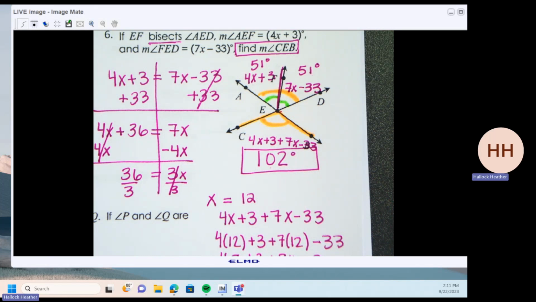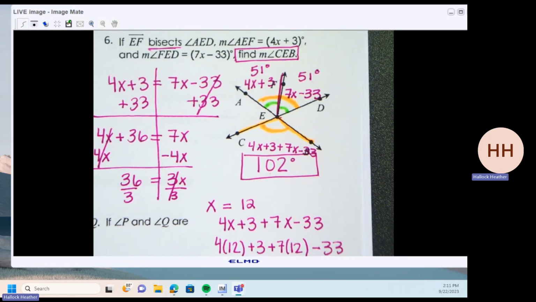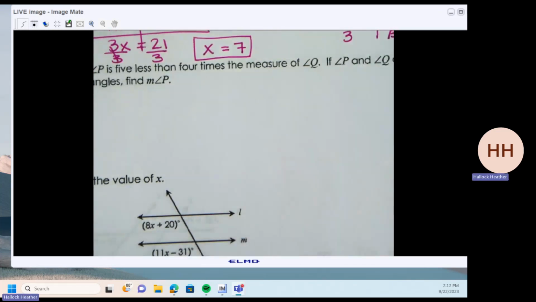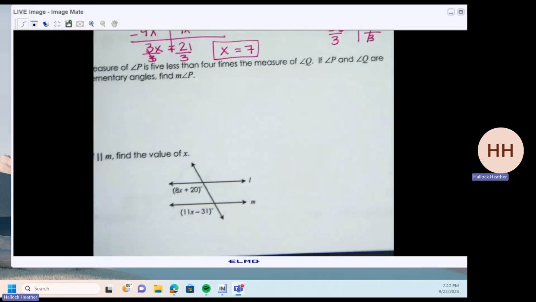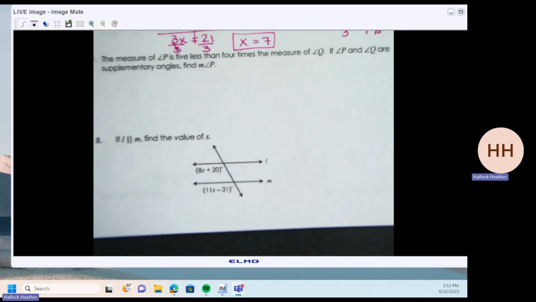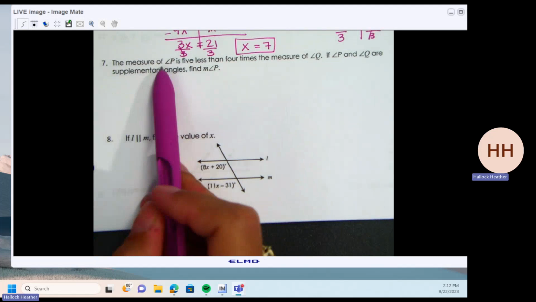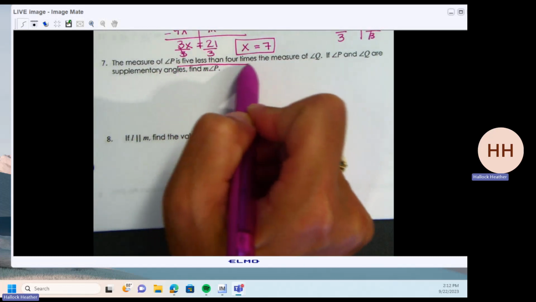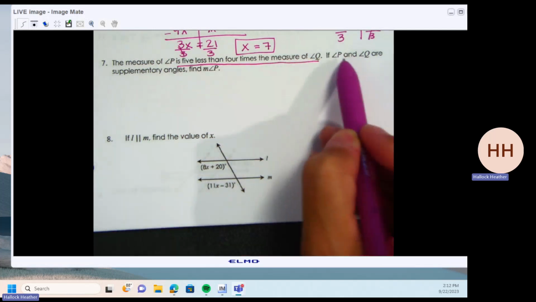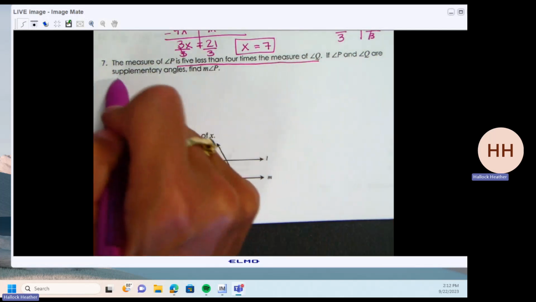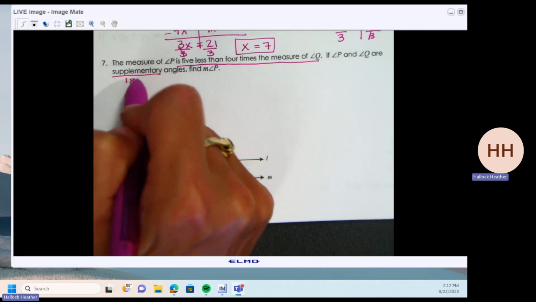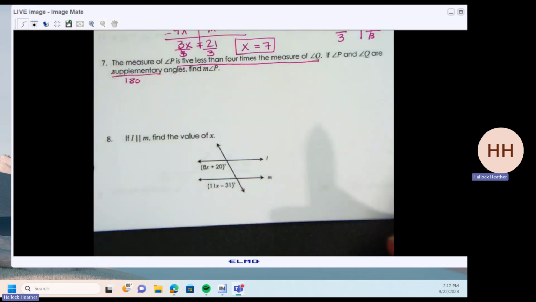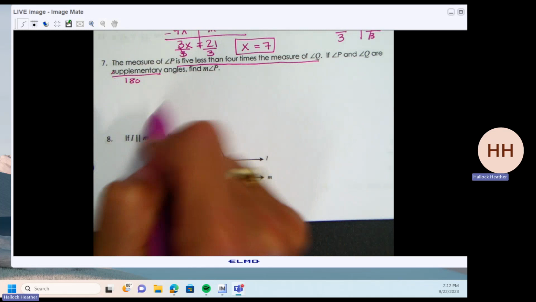Okay, so let's go to 7. 7's probably the hardest problem on the whole review, just because it's words and people are like, ew, there's words in math. What are we gonna do? So this is number 7. It says the measure of P is 5 less than 4 times Q. P and Q are supplementary. Supplementary means to add to make 180. Remember the S makes it 8. That's how you remember it. So find the measure of P.